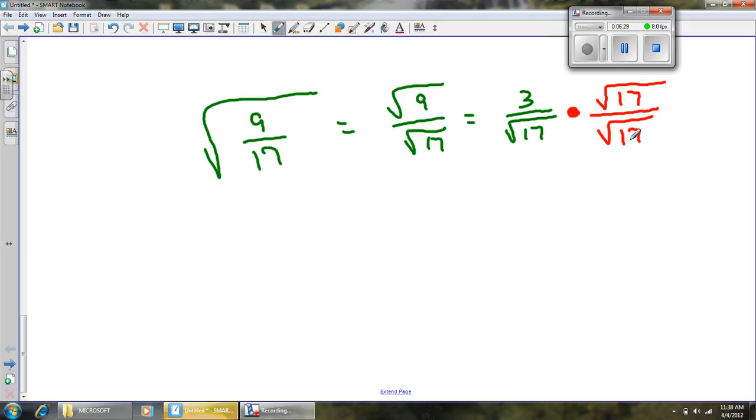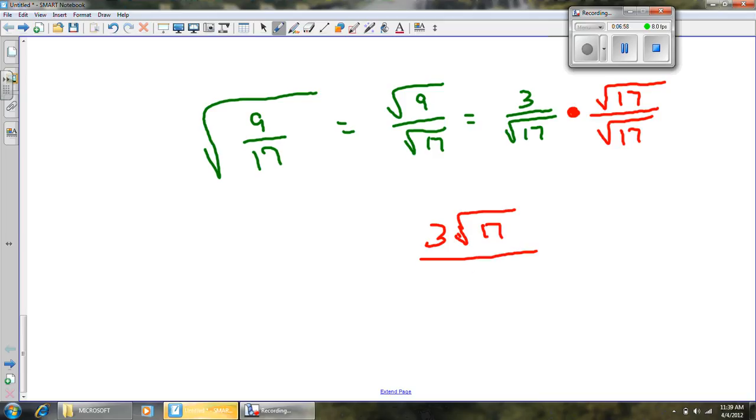Rad 17 over rad 17. When I do that, my numerator becomes 3 rad 51. Why didn't I multiply 3 times 17? Because they're not both in rads. If they're both out of the rads, I can multiply. If they're both in the rads, I can multiply them. If not, I'm just going to, oh, I wrote 51, didn't I? It should be 3 rad 17 there, sorry. Okay, so let me fix that. Should be 3 rad 17.